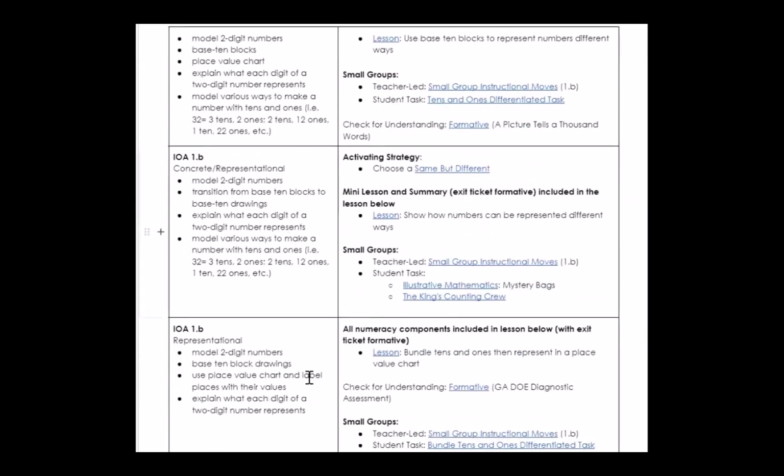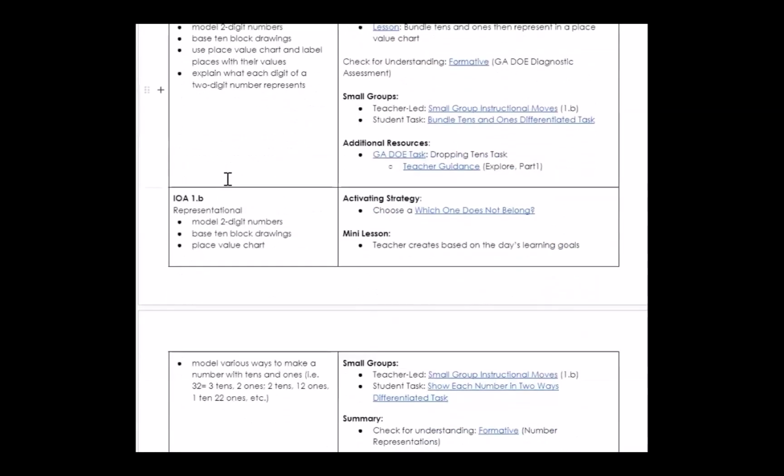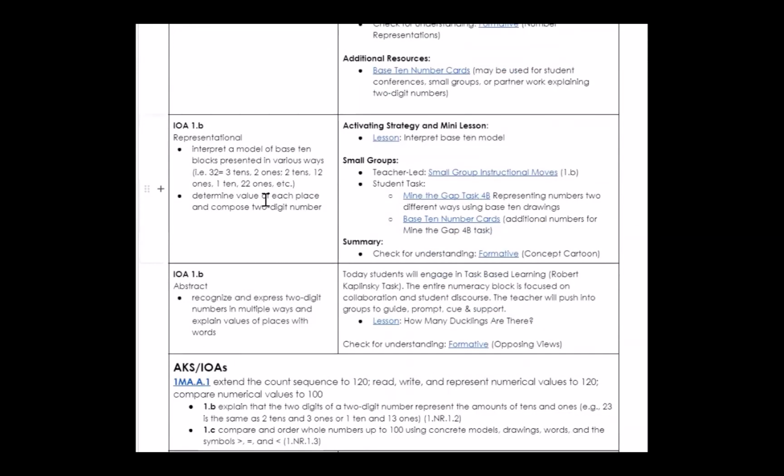We are going to do that at the concrete level, and then representational, until finally we get to that abstract level where students will recognize and express 2-digit numbers in multiple ways, and they're going to be able to explain the values of the places in words. You can see on this day that students will have the opportunity to engage in task-based learning for the entirety of the math block.